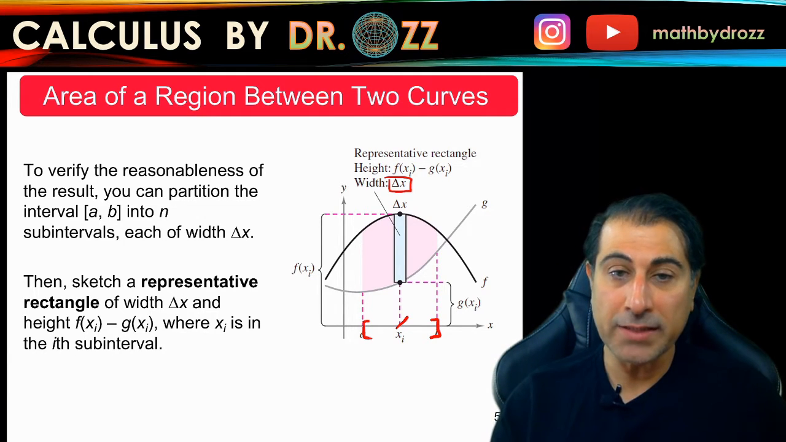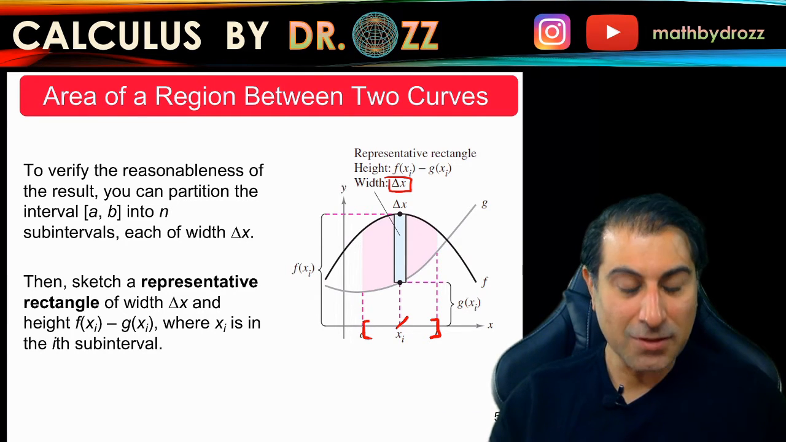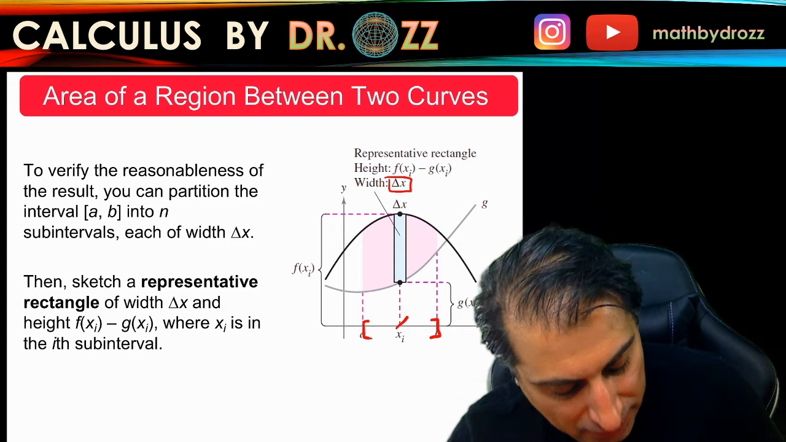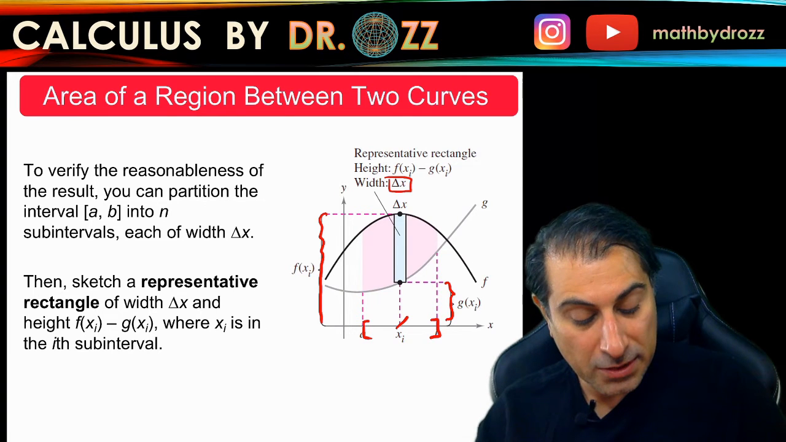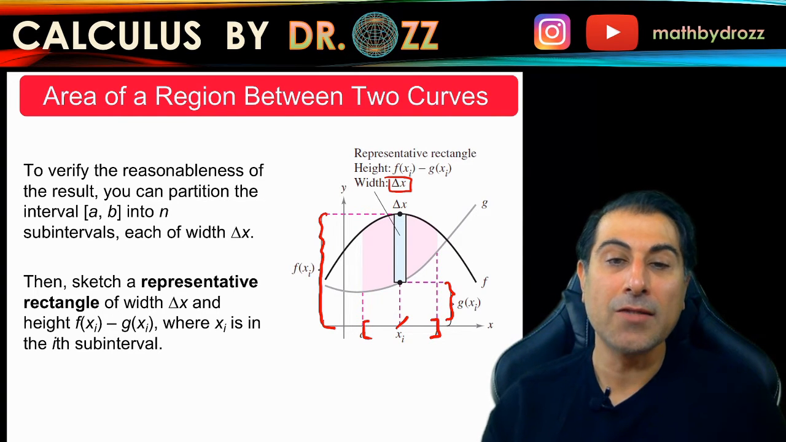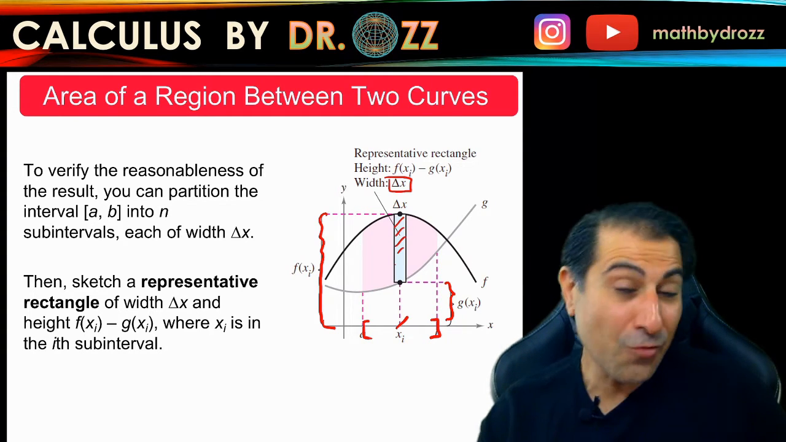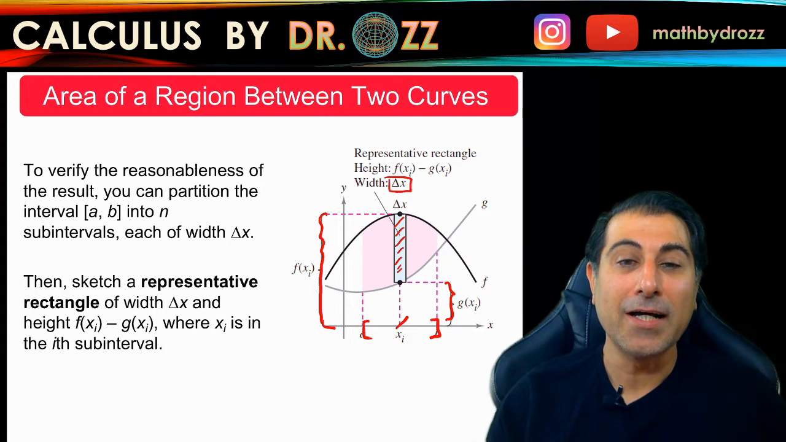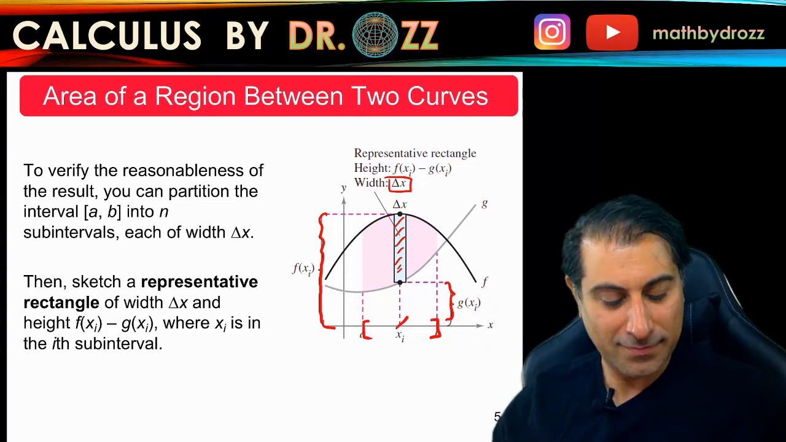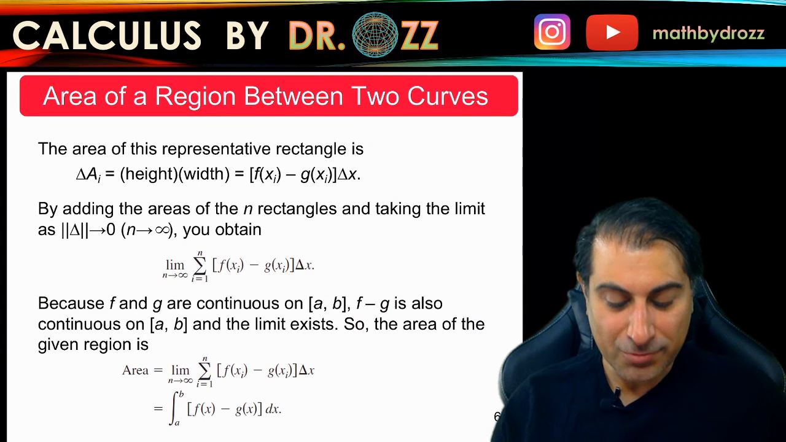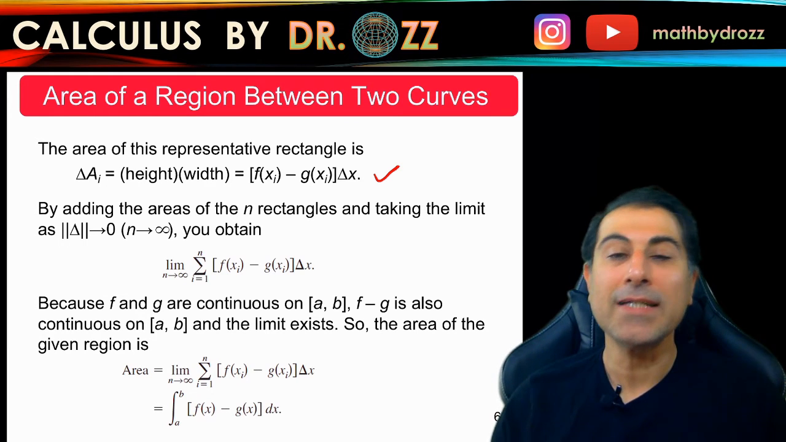And then we determine the height of the rectangle coming with the width delta x. That's our representative rectangle. The height of the rectangle is determined by the difference of the function values, because this height here is g of x i, and this higher one, the bigger height, is f of x i. The difference is the height of this rectangle here. And we know from precalculus that the area of a rectangle is the height times the width, so the area of the representative rectangle is going to be f of x i minus g of x i times delta x.